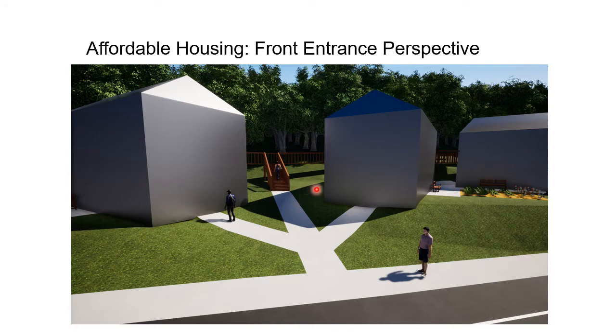Front entrance perspective. This shows the entrance comes right off the street at a 45-degree angle. Residents can easily access their homes this way. Between each home is a staircase that gives access to the skywalk that is connected throughout the backyard.